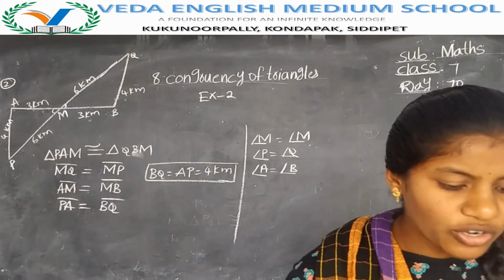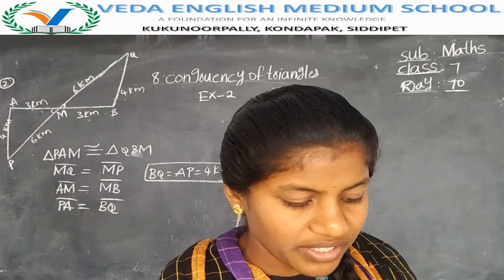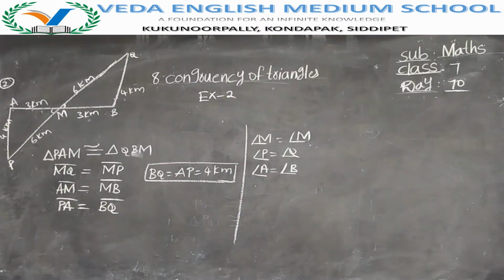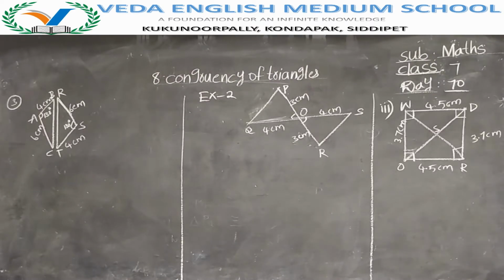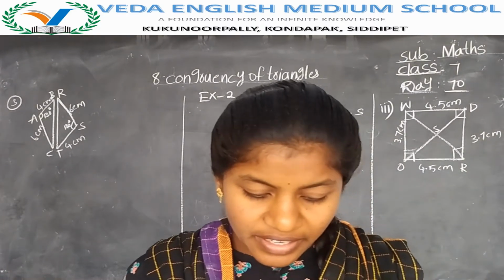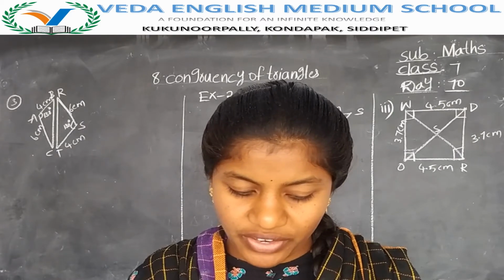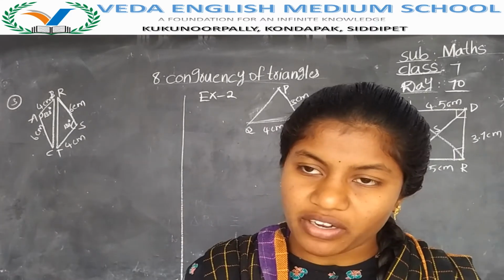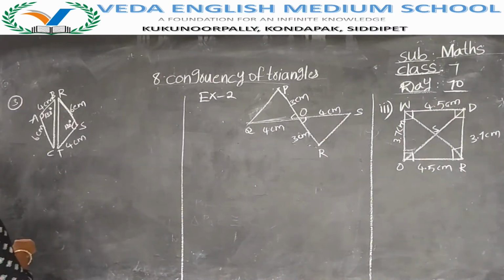Next, the third one. Look at the pairs of triangles given below. Are they congruent? If congruent, write the corresponding parts. In the third question they are asking that we look at the pairs of triangles given below. Are they congruent? If congruent, we have to write the corresponding parts. So third question, first one.